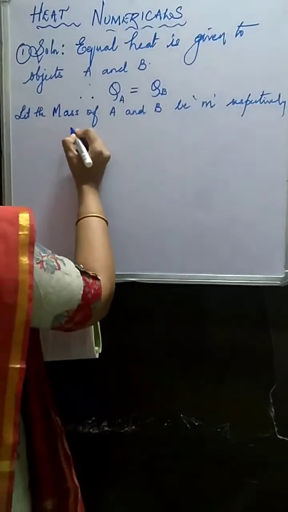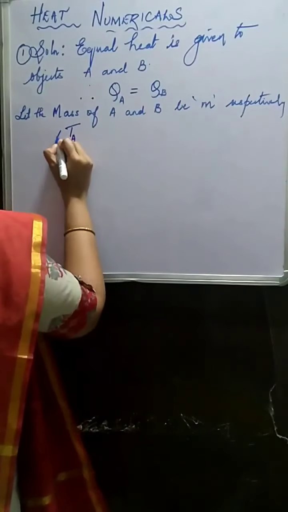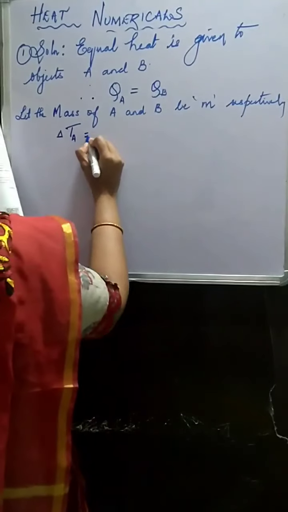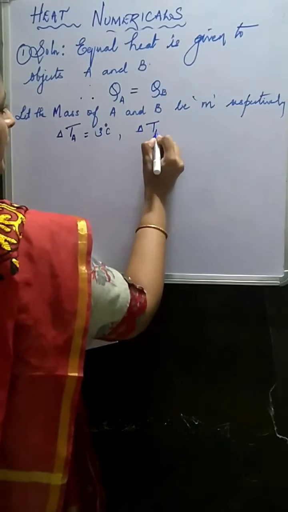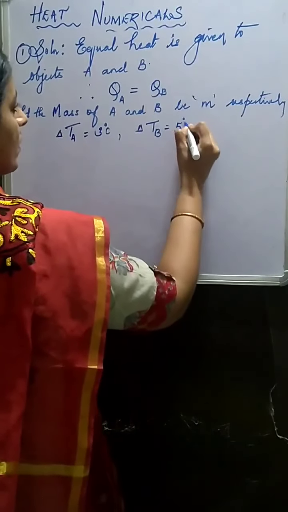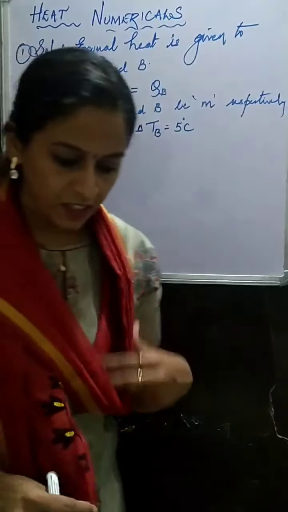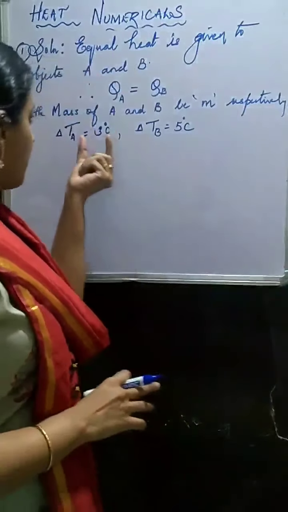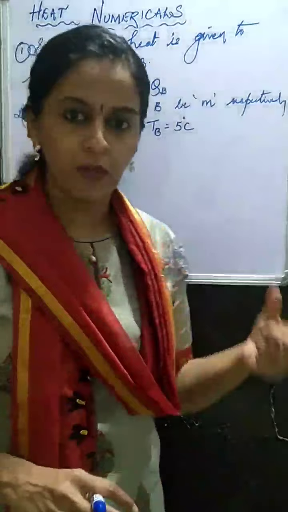So we will take temperature for object A. Change in temperature. Delta TA is equal to 3 degrees Celsius and delta TB is equal to 5 degrees Celsius. Okay, temperature change is different. The temperature of A increases. The increase in temperature is 3 degrees for object A and 5 degrees for object B.